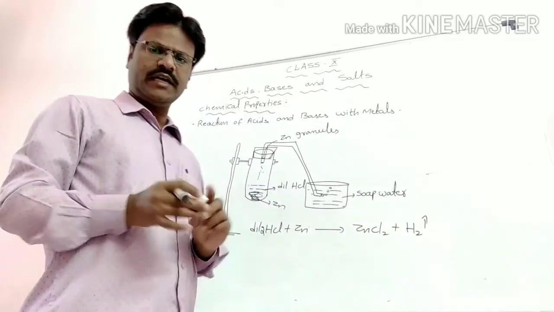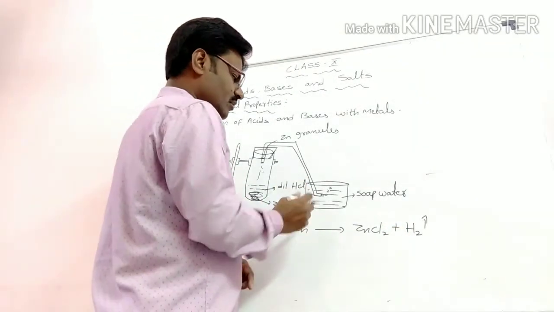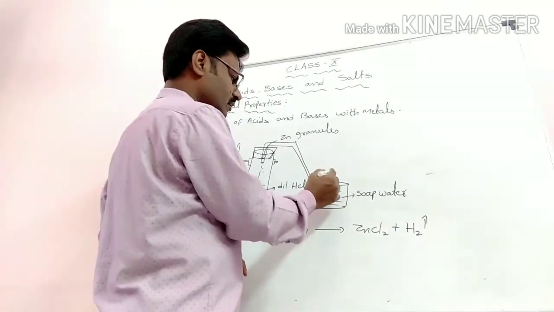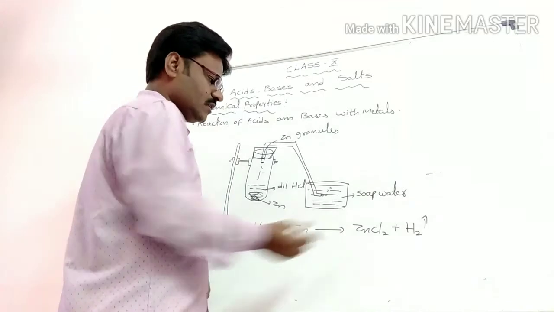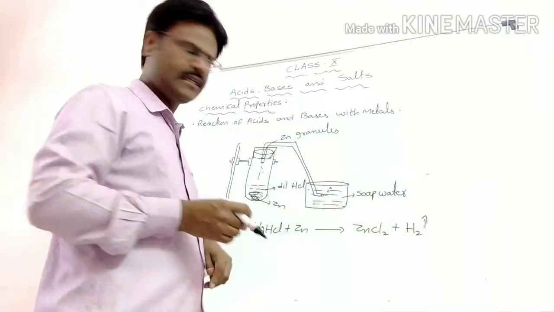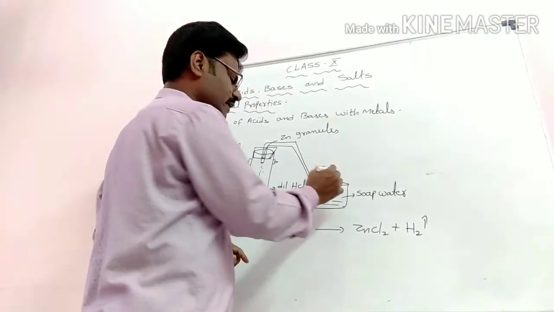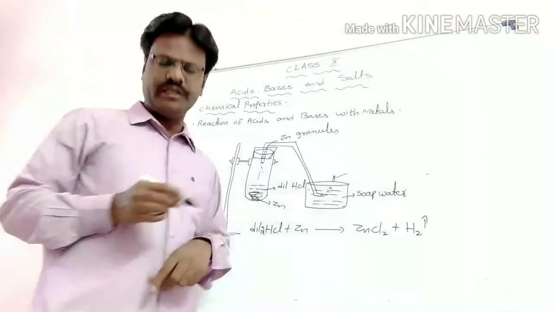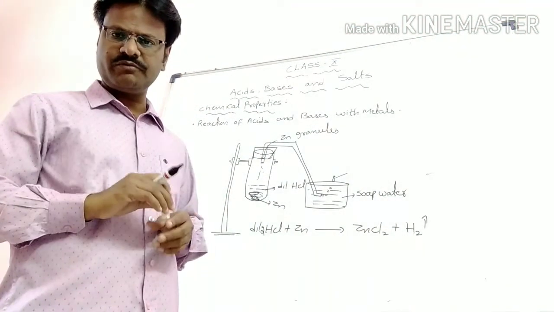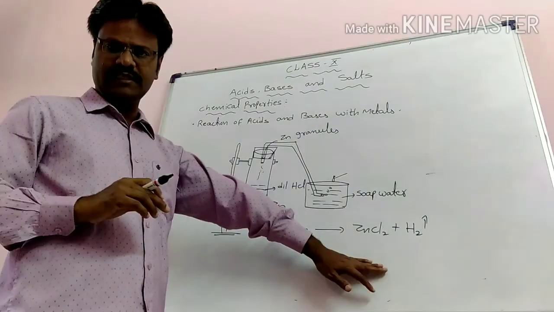How do we test the gas? Zinc chloride and hydrogen gas are released here, and hydrogen gas is what we are going to test. When we bring a burning splinter near the gas, it is put off with a pop sound. This is the indication of hydrogen gas.